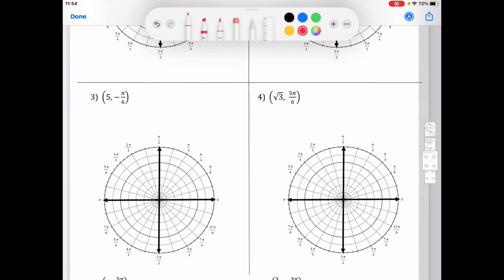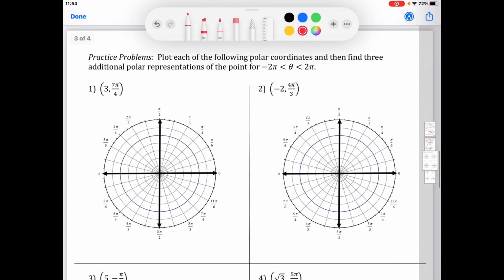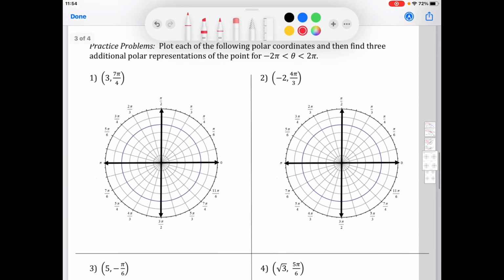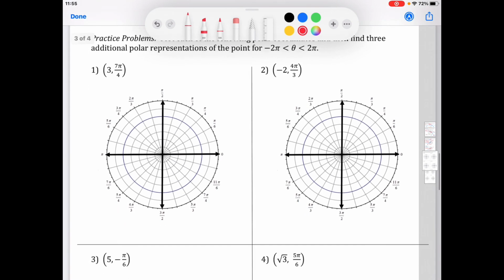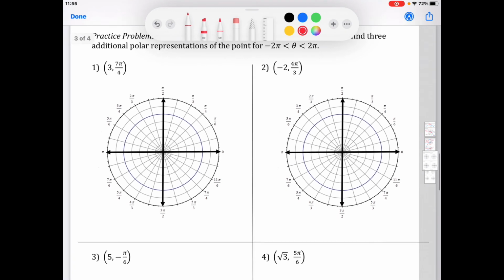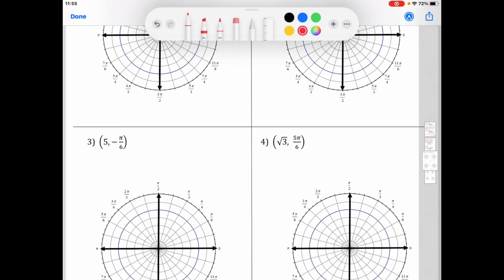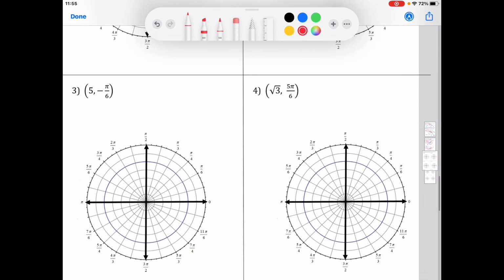Okay, so I want to actually do number 4 with you guys, because it has a radical 3, which is not hard, but for some reason I feel some people get confused with it. So the directions are the same. You're plotting each of the polar coordinates and then finding 3 additional polar representations of the point for theta between negative 2 pi and 2 pi, meaning it's between negative 360 and 360 degrees.